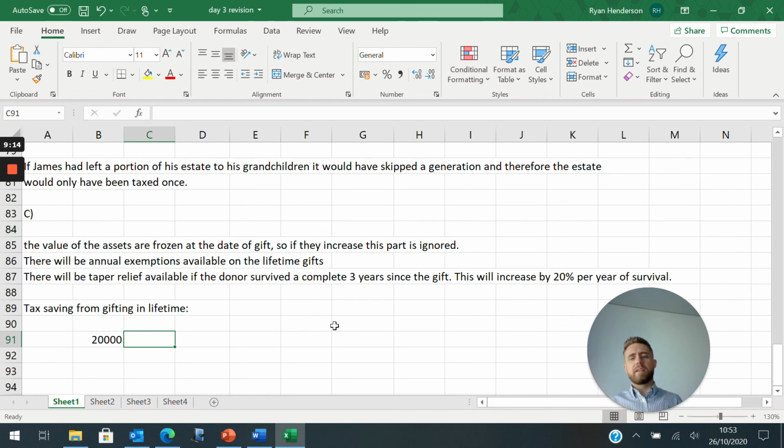So hopefully, guys, this is a standard inheritance tax question, but it covers lots of areas, and hopefully from this you can see that you must deal with each gift separately in chronological order, and approach and organization is very, very important with this style of question.